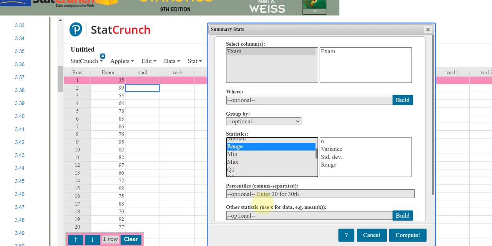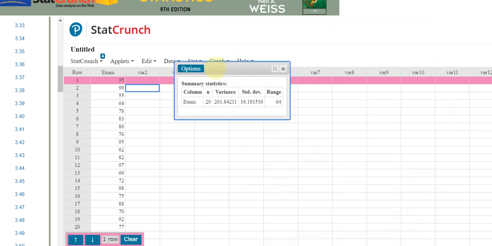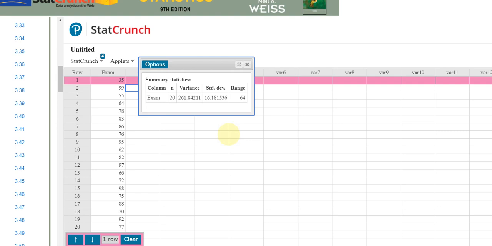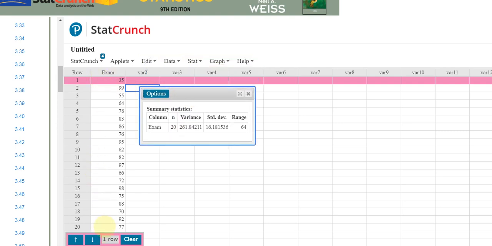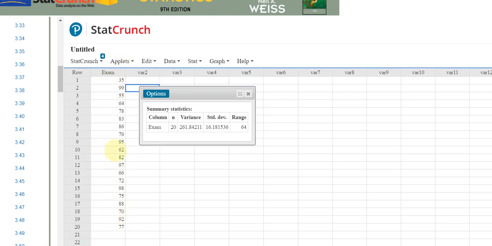And those are the three things that we talked about in our section on dispersion. We talked about range, deviation, and variance, and hit compute, and there you have it. So for the exam scores that you're looking at on the left, the range ends up being 64. I guess we verified that. That's the high minus low. The high was 99, and the low was 35. So the range is going to be 99 minus 35, and that's going to be 64.